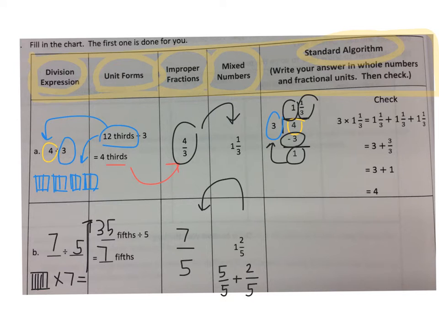Who's living in the house? 7. Okay, who's knocking on the door? 5. If I have 7, Dad's going to divide: 7 divided by 5 is? 1. Mom's going to multiply. 1 times 5 is? 5. Sister's going to subtract. What do I have left? 2. If I have 2 left and I have to split it into 5 pieces, what fractional piece will everyone have? 2 fifths. So 1 and 2 fifths.